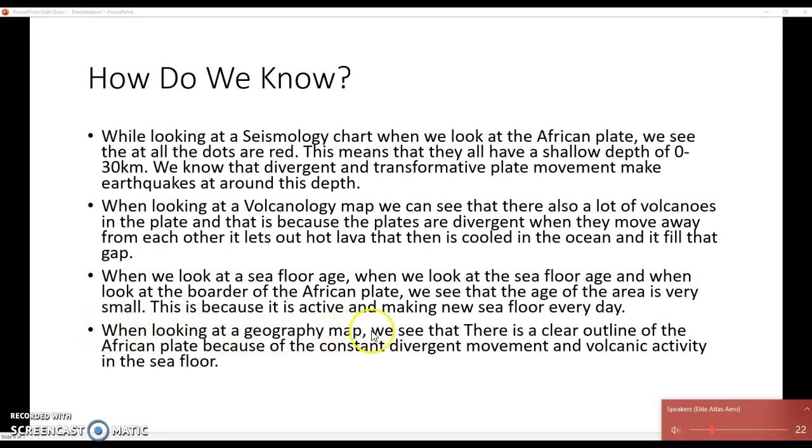Looking at a geography map, we see that there's a clear outline of the African plate because of the constant divergent movement and volcanic activity in the seafloor. You can see an outline of where the new material in the plates are at.